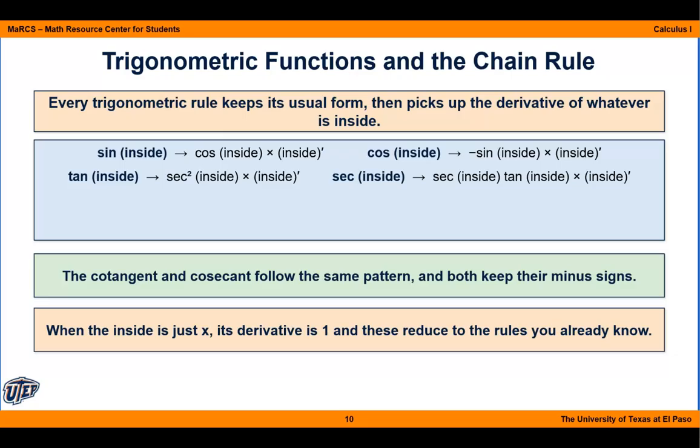Cotangent and cosecant follow the same pattern, and the derivative formulas retain their minus sign. When the inside is simply x, then u prime is equal to 1, and these formulas reduce to the basic trigonometric rules from section 2.3.